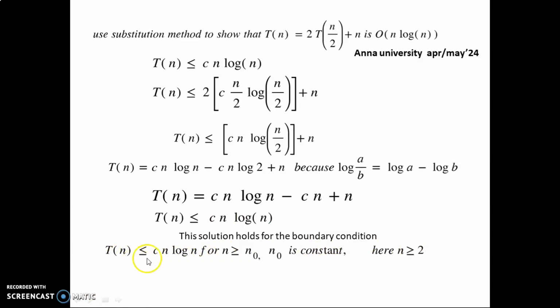So T(n) is less than or equal to C n log n for n greater than or equal to n0, where n0 is a constant. In this case, n must be greater than or equal to 2. So I can conclude that T(n) is in the order of n log n.